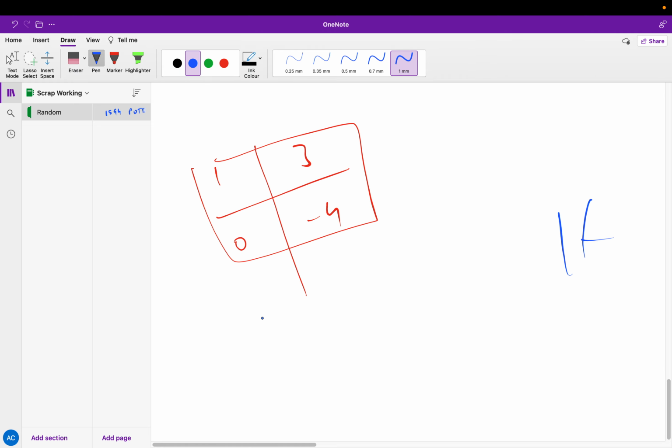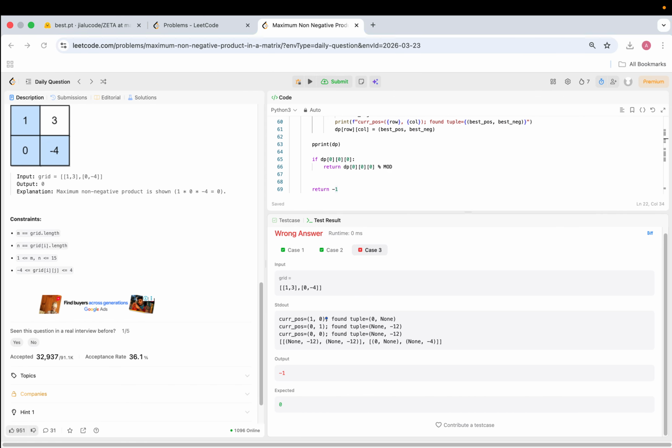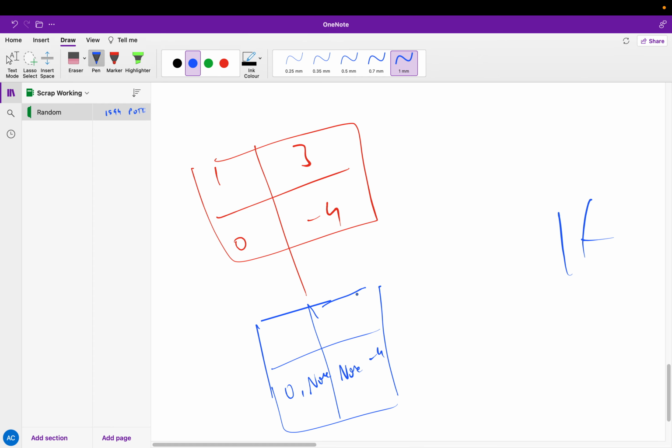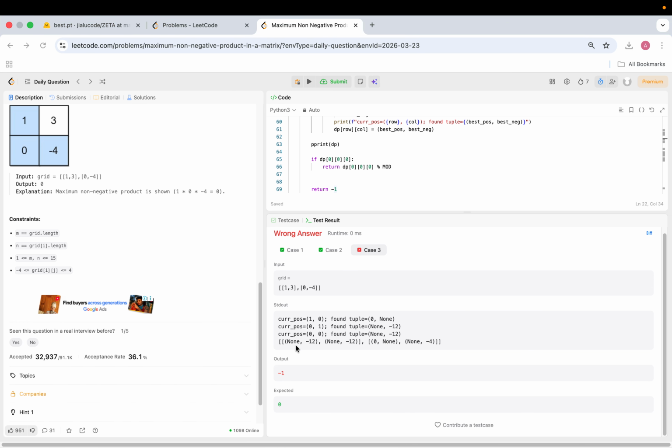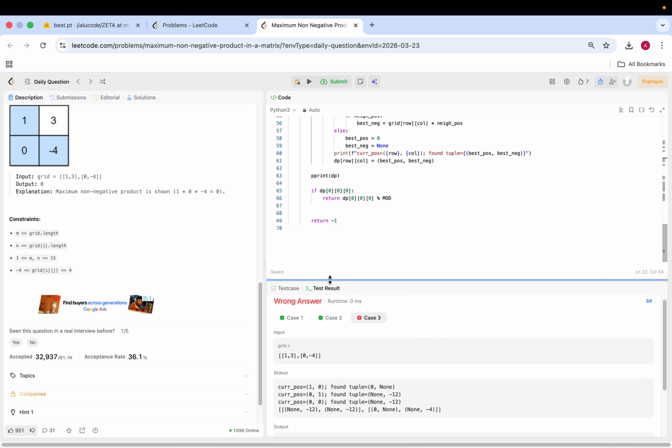So my DP would be none, negative 4, 0, none. Again, this should have given me 0. Okay, so the 0 case is failing, but this would be none, negative 12, and this would have been negative 12 and 0. I should have returned 0 for sure. I don't know why I returned negative 1. So the 0 case failed.